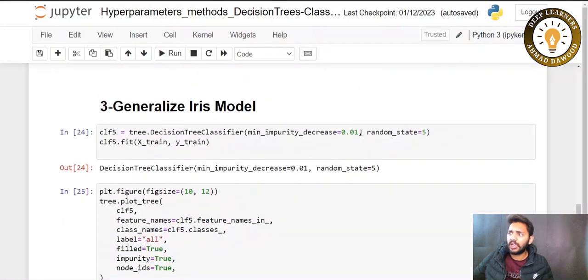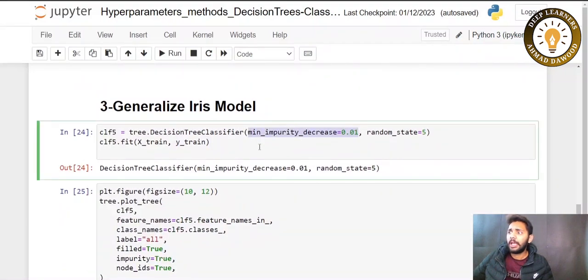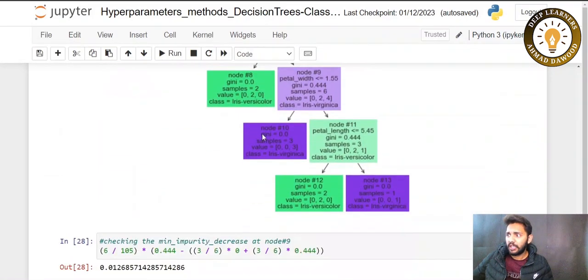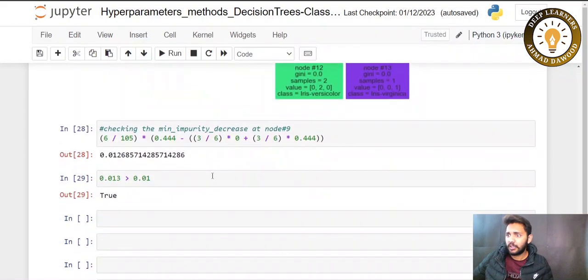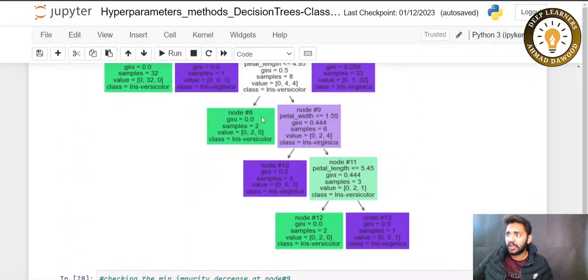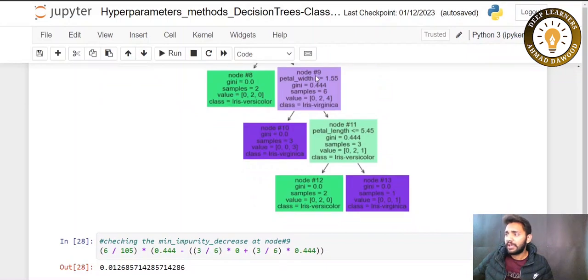You can also play with other values, like here I have used min_impurity_decrease 0.01, and this type of tree I got. I can tell you how min_impurity_decrease works. Theoretically I have told you, if you consider node number 9, this one, there is a 0.444 gini impurity at this particular node, 0 impurity in the left child, and 0.444 in the right child. So you calculate 0.444 multiplied by 3 samples divided by 6, and 0 multiplied by 3 divided by 6, the total number of samples at this node.